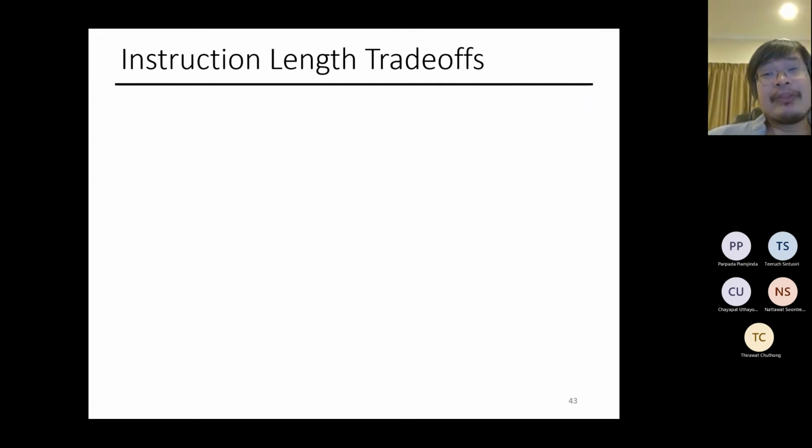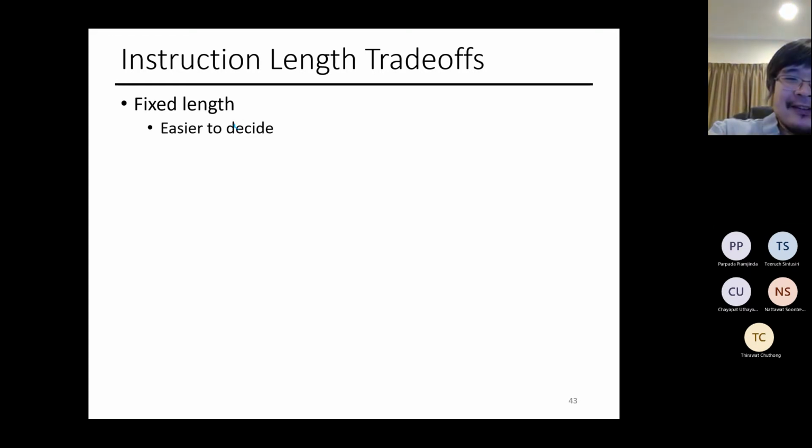There's also an instruction length trade-off. You can have fixed length, where each instruction is X number of bytes. For example, I can assume that each instruction is 4 bytes. Every single instruction is going to be 4 bytes. This is easier to decode.